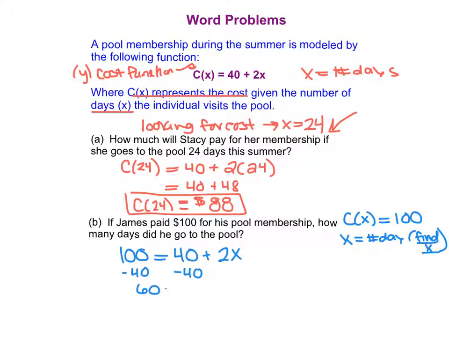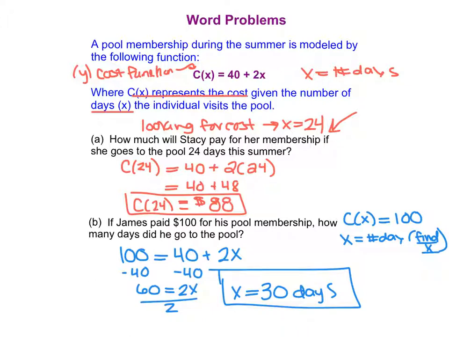Now I'm going to solve for the x value that makes this equation true. So here we now have 60 is equal to 2x. Divide both sides by 2. We find x is equal to 30. And remember, x is the number of days. So we need 30 days in order to reach that $100 for a pool membership.